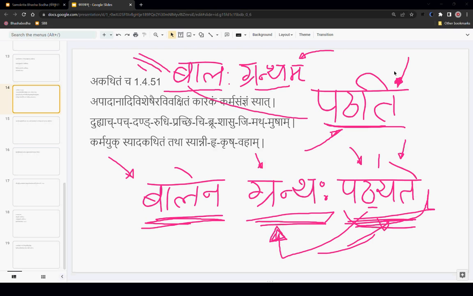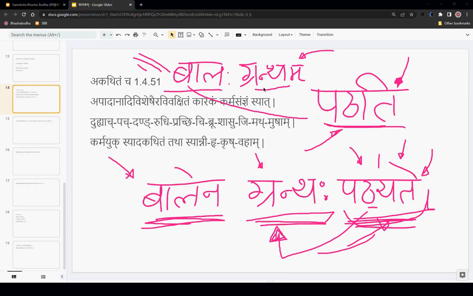Yes. So here padati is ekavachanam because Bala is ekavachanam, because Bala is karta. And then the second one you said, right. Balena, what happens? Granthaha is bahuvachanam. So padyante. Balena granthaha padyante. Correct.